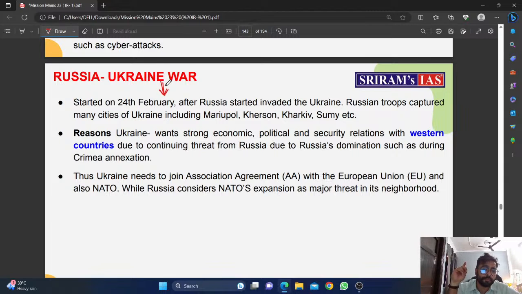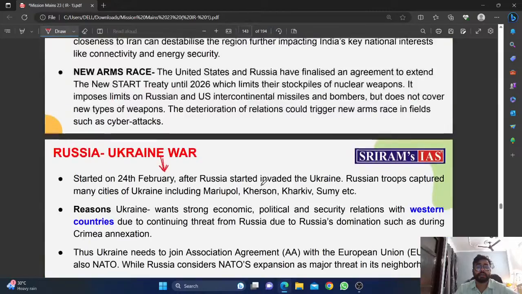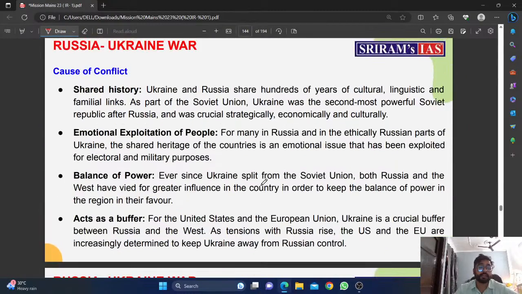So this war started on 24th February last year, 2022, where Russian troops captured many Ukrainian cities like Mariupol, Kherson, Kharkiv, Sumy, then Odessa. These are the kind of places they have captured. Now, what is the reason for this war? Because Ukraine was about to sign its association agreement with NATO. So Ukraine was allowing US forces to be stationed in Ukraine, which is just next to, in the neighborhood of Russia. This was the main reason why the war started.